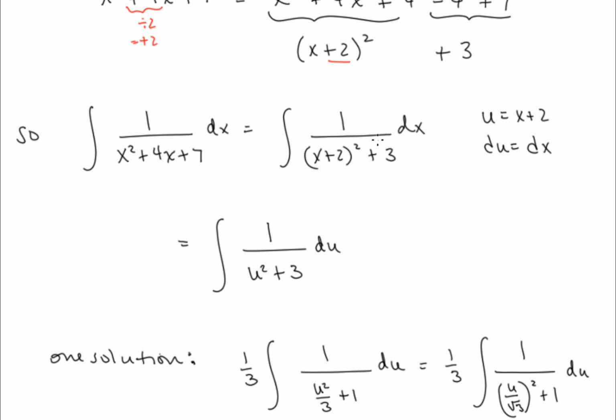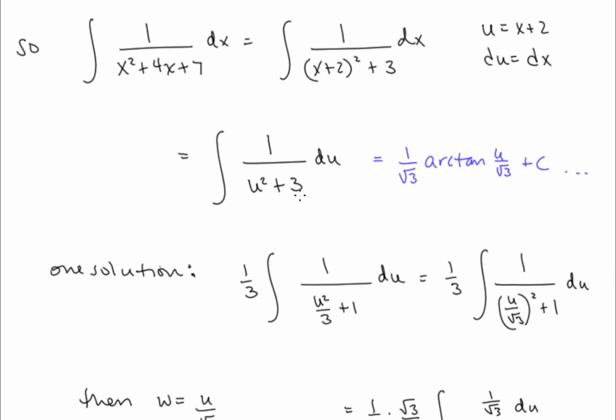So here we have 1 over x plus 2 quantity squared plus 3. Now if we let u be x plus 2, du is then dx, and this is the integral of 1 over u squared plus 3 du, which you might have memorized to be 1 over radical 3 arctan of u over radical 3 plus c, and then we can go back to x's from there. But if you haven't memorized that formula, let's go through the details.